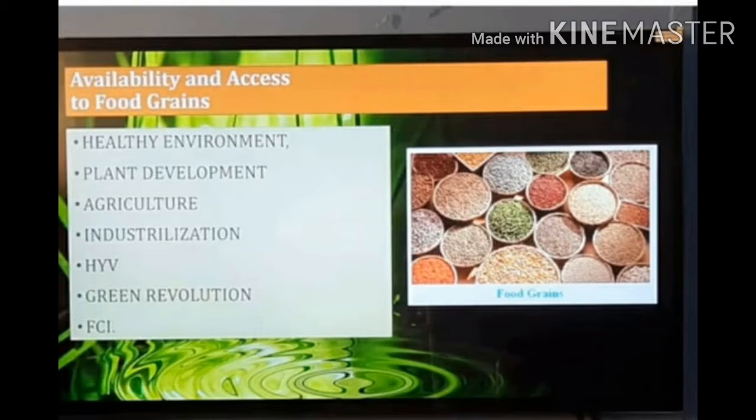Availability and access to food grains. Thus, food security for people in a country is not only dependent on the quantum of food available, but also on the ability of people to purchase or access food and to stay in an appropriate healthy environment. Just as other developmental issues, food security of people is also related to a country's overall development process. After independence, India chose to adopt a planned developmental model, that is, developing the agricultural crops.